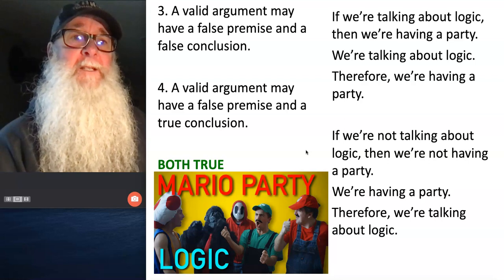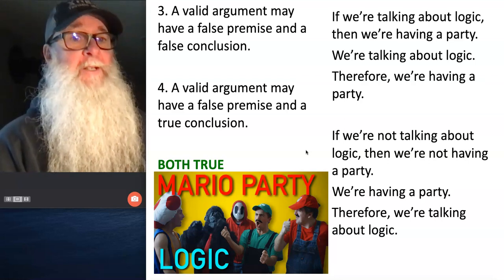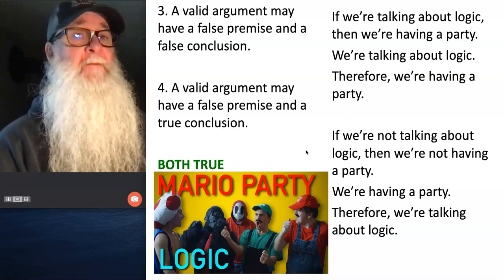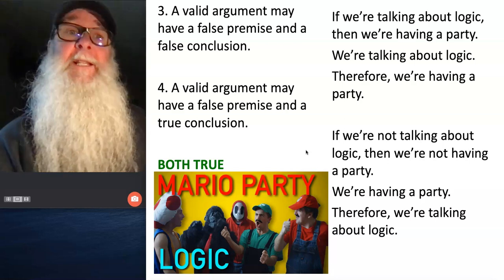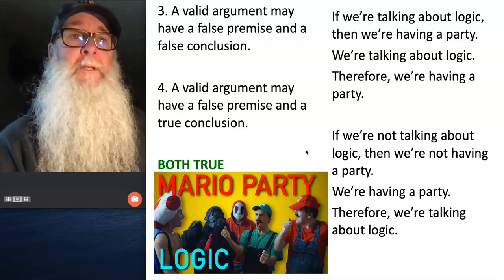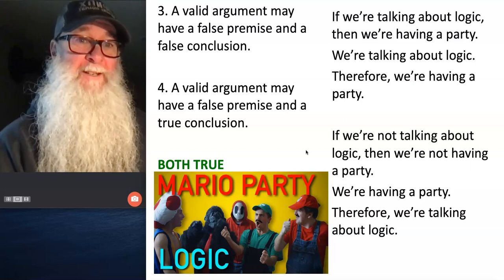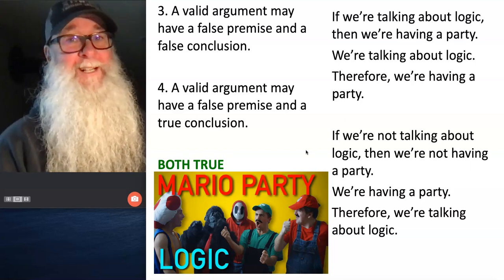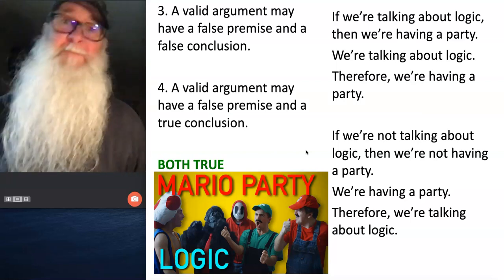The first argument says, if we're talking about logic, then we're having a party. We're talking about logic, therefore we're having a party. That's a valid argument. If the premises are true, that conclusion necessarily follows. And the second premise is true, but probably we would all agree, unless you're a weirdo like me, if we're talking about logic, it's not the case that we're having a party. So the first premise is false and the conclusion is false, because we're not having a party, only I'm having the party here.